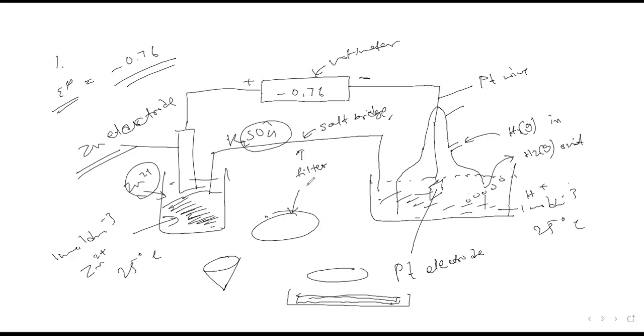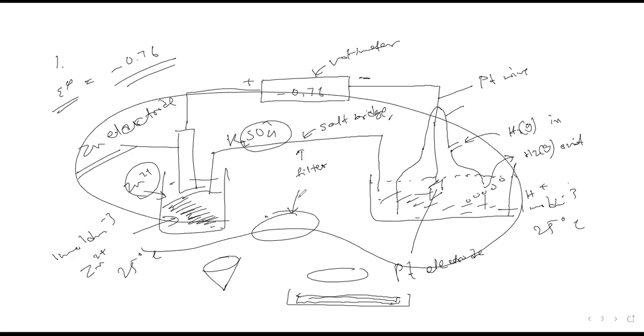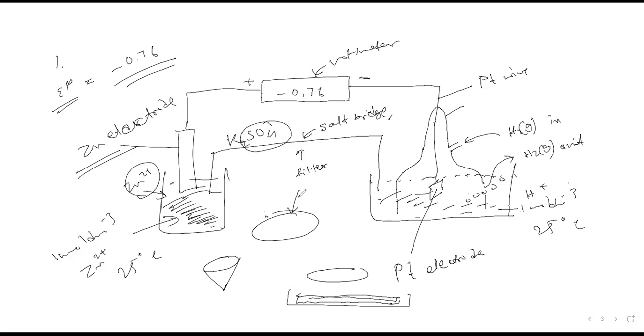There will be a full cell where the other side will also be a metal. This is used in order to analyze or find out what the electric potential value is. Let's say we don't know the electric potential value of zinc. In that case, we will use this experiment to find out the electric potential value, because the reading we just got was negative 0.76.